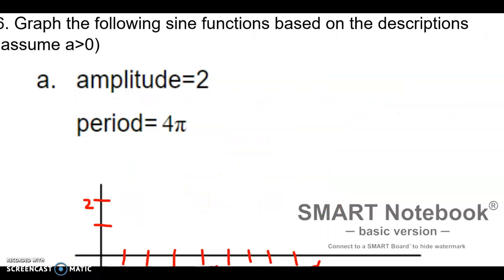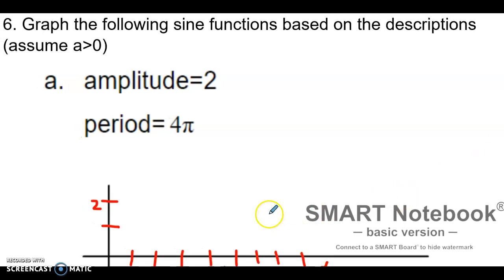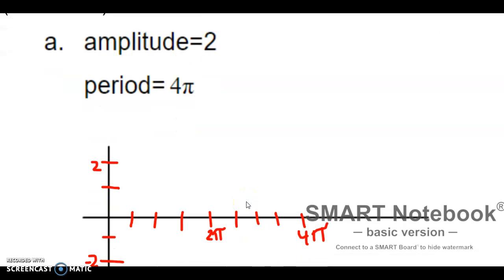The next part, we are to graph the following sine functions based on the descriptions. So we want there to be an amplitude of 2 and one period is 4 pi units long. And it's sine, so we're going to start at 0, 0, and it's going to have one complete period before we get to 4 pi. So that means it's going to go up to 2, and then halfway is going to be at 2 pi, go down to -2, and then back to 4 pi. So that's what the graph would look like for that one.